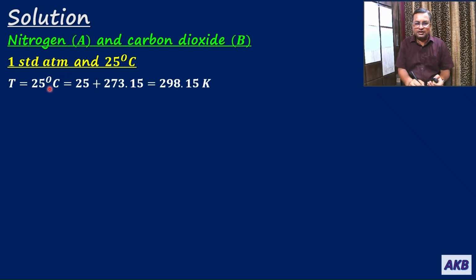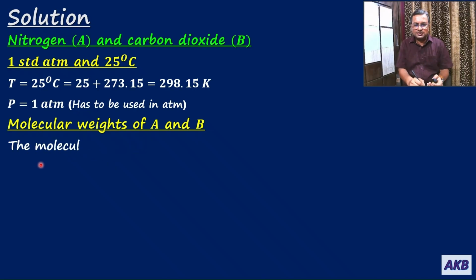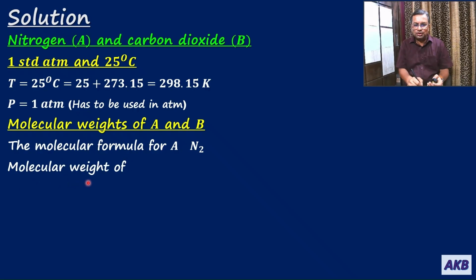So T is 25 degrees Celsius, which is 25 plus 273.15, that is 298.15 Kelvin. Pressure is 1 atmosphere. We have to use it in atmosphere, so we are going to keep it in atmosphere. Then molecular weights of A and B. A in this case is nitrogen, so the molecular formula for nitrogen, it is N2. So molecular weight of A, Ma is equal to 2 atoms of nitrogen into atomic weight of nitrogen. So it is 2 into 14. Therefore Ma is equal to 28.